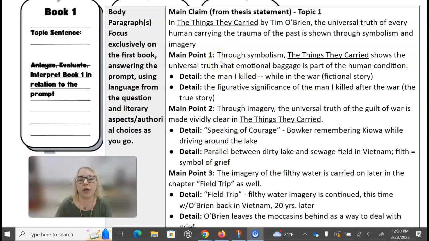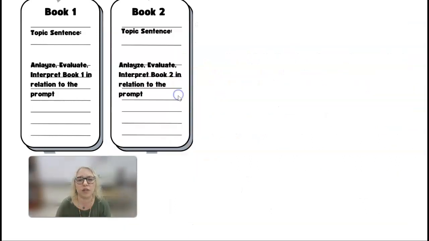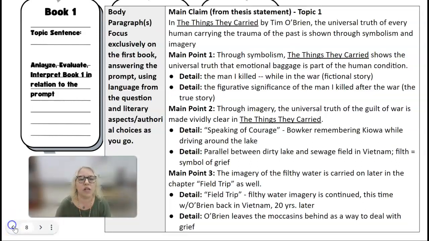But you'll want a main point for each that is supporting your main claim from your thesis statement. And then you're going to want details, and you're going to want to analyze, evaluate, and interpret these details, getting as specific, as precise as you can. Memorized quotes are always impressive to assessors too, if you can do it.